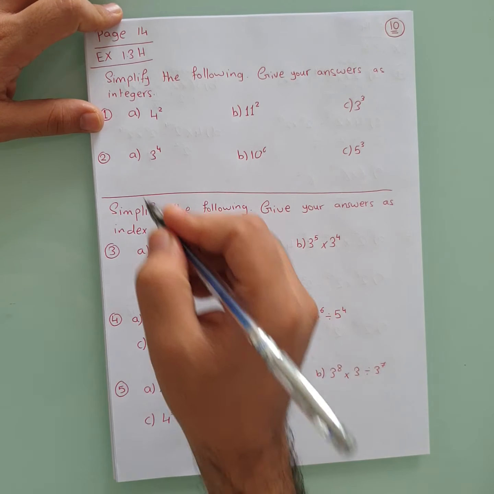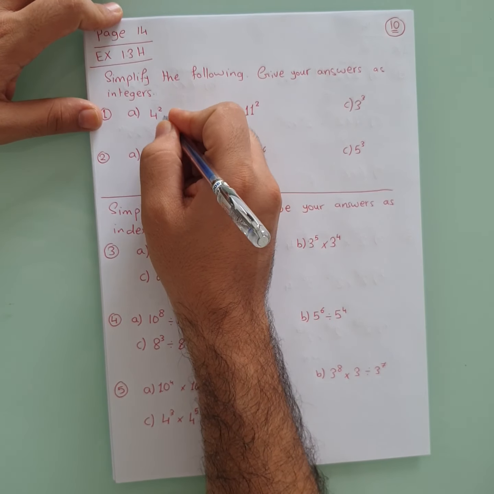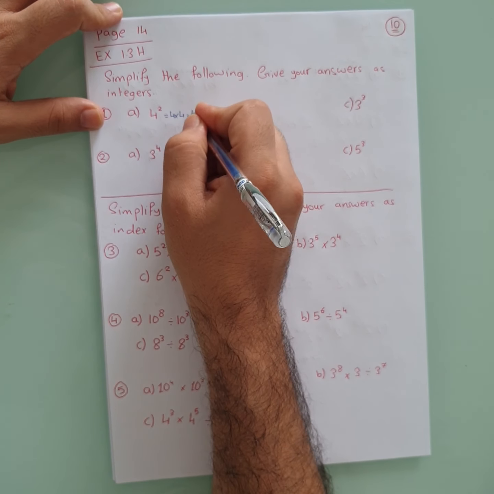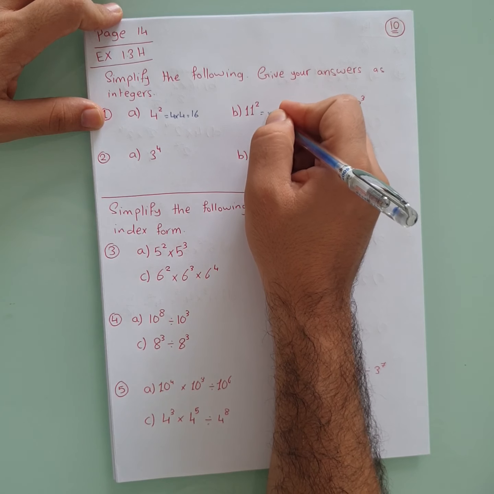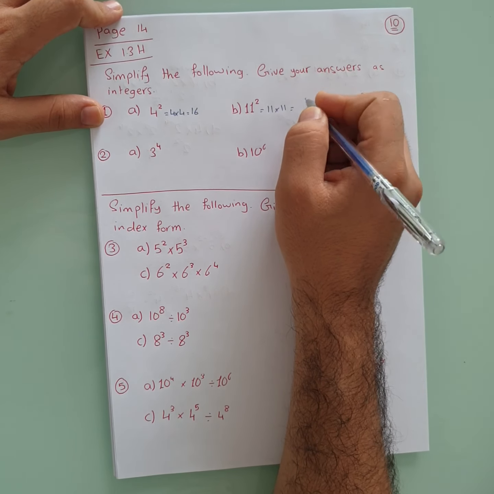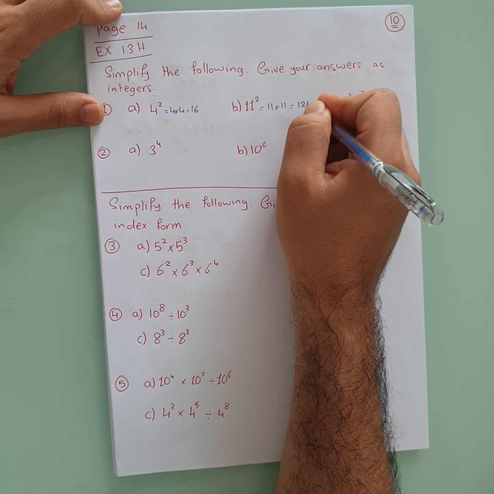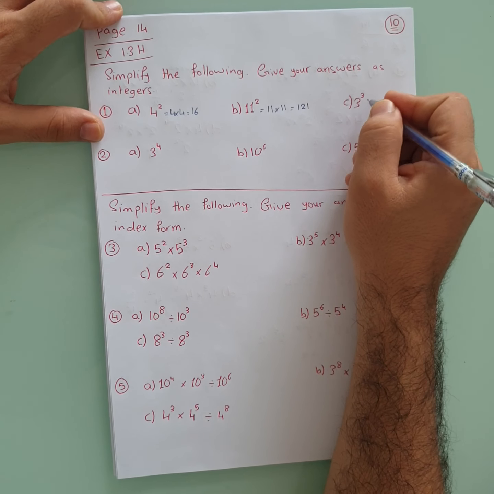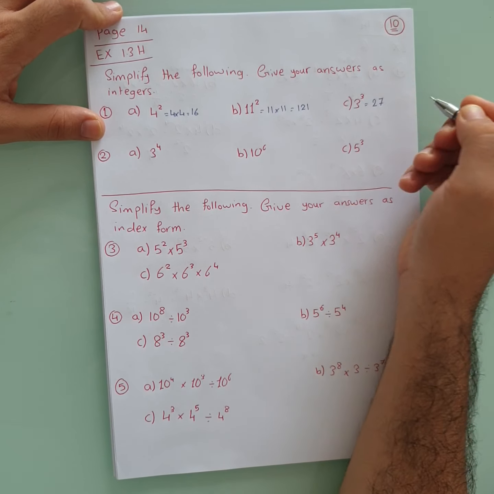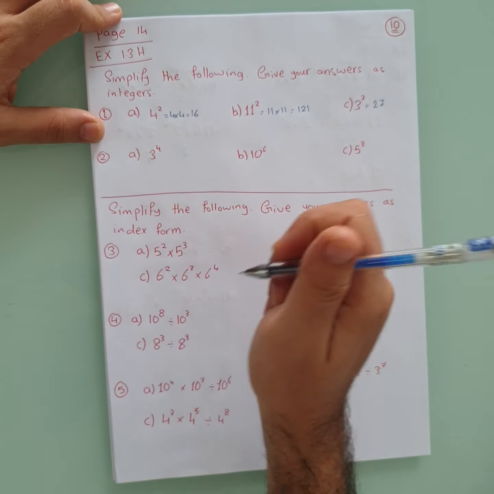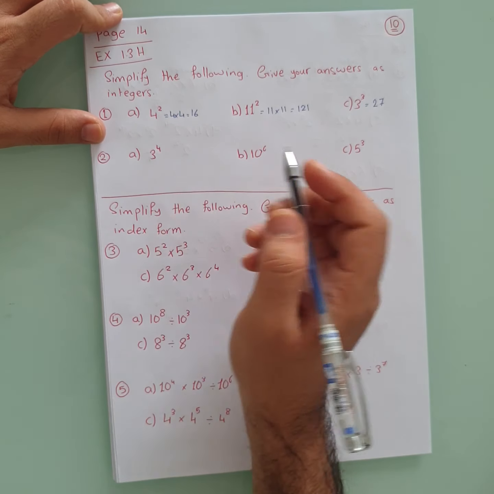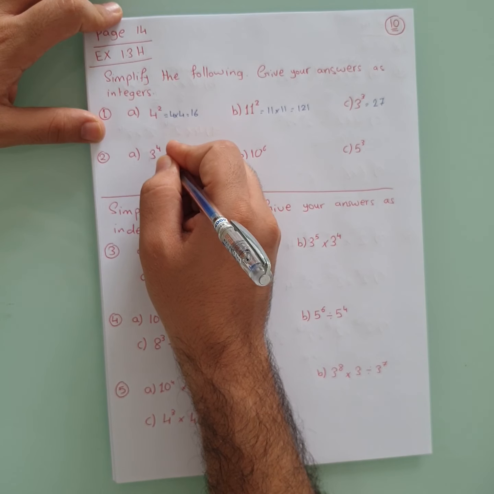So you just simplify. 4 to the power of 2 is actually 4 times 4, which is how much? 16. Same goes here. 11 to the power of 2 is 11 times 11, and this is going to give me 121. 3 to the power of 3 is 3 times 3, 9, times 3, 27. 3 to the power of 7 is going to be 3 times 3 times 3, which is 27 times 3, which is 81.